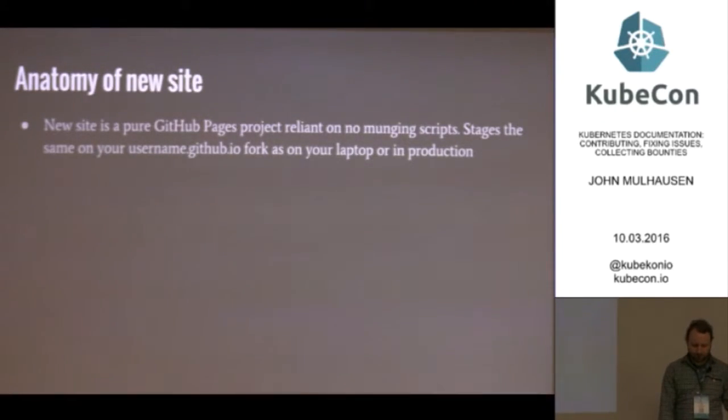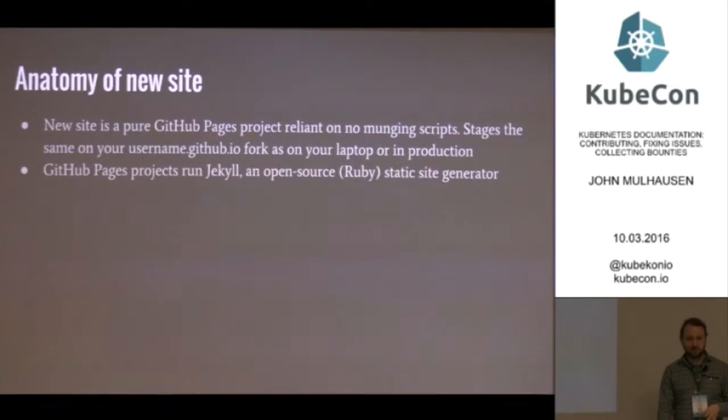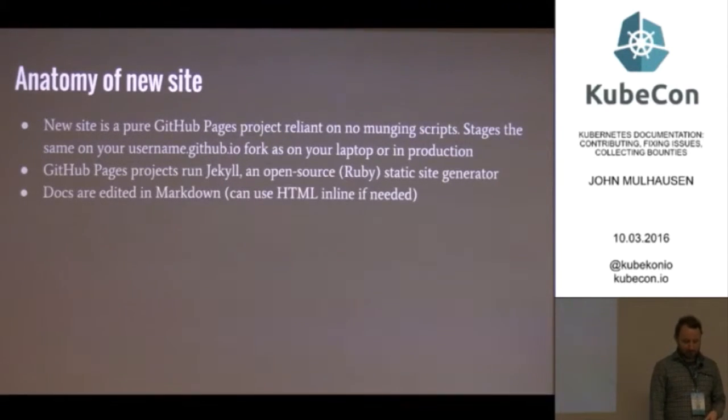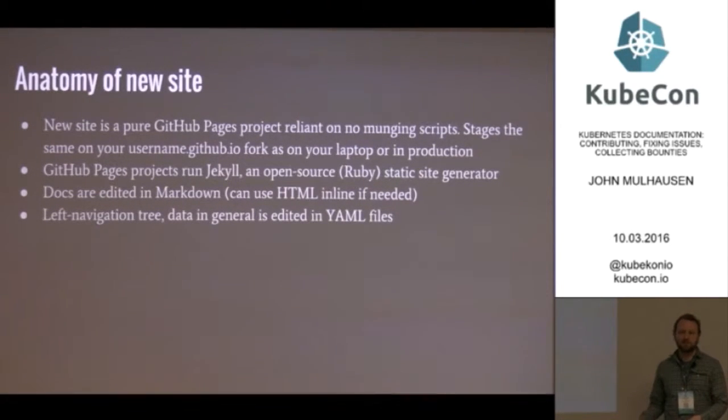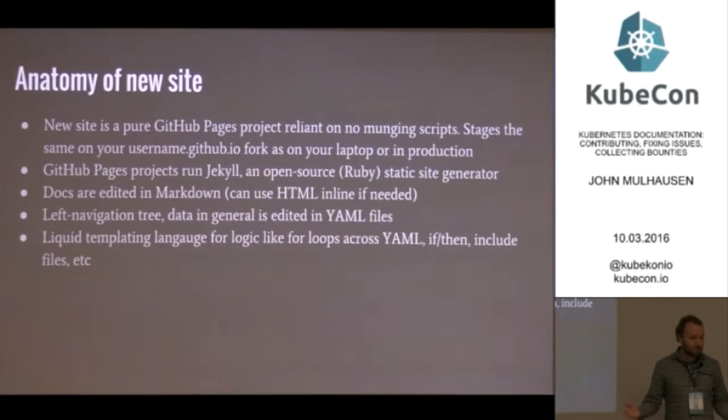The anatomy of the new site. None of this munging script stuff. It's a pure GitHub Pages project. It runs Jekyll. So for those who need to know exactly how the site works, go look at Jekyll's docs. The docs are edited in Markdown, which is wonderfully readable in Notepad or whatever you're using to edit docs, vi. The left navigation tree is edited in a YAML file now. It was a really gnarly unordered list in HTML. Liquid templating language for conditionals, procedurally generated docs. You can do a for loop across a YAML file and produce a table. You can do things like that and program our site that way.